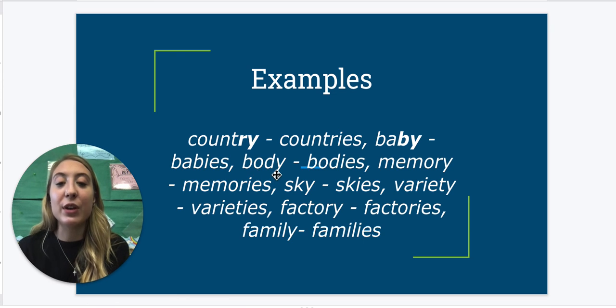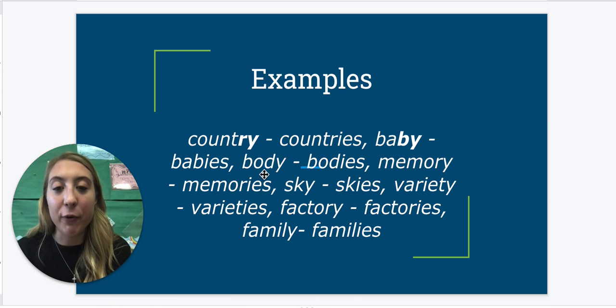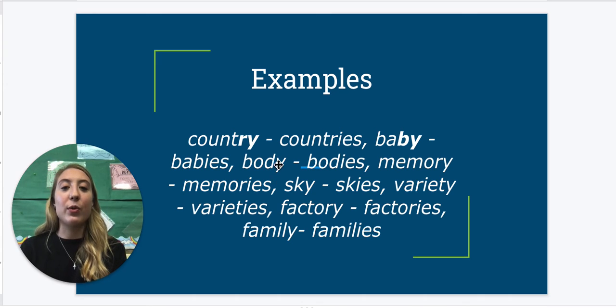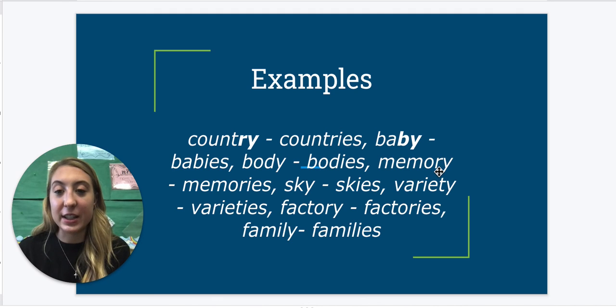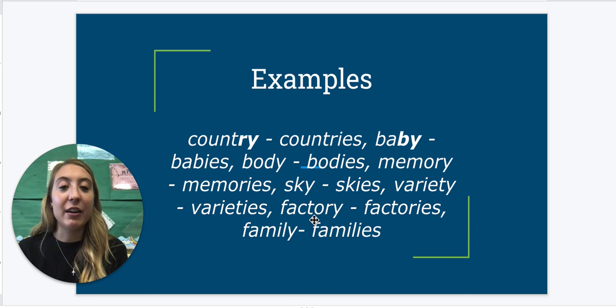Same with body. So now you have to look at the letter before the Y to see if it is a consonant. We see body, B-O-D-Y. Before the Y, it is not a vowel, so we drop the Y and add an I. Same with memory. Here, R is not a vowel, it is a consonant, so we drop that last letter Y and add I-E-S. Same with skies, variety, factory, factories, and family. There's an L before the Y, so we drop it and we add I-E-S.